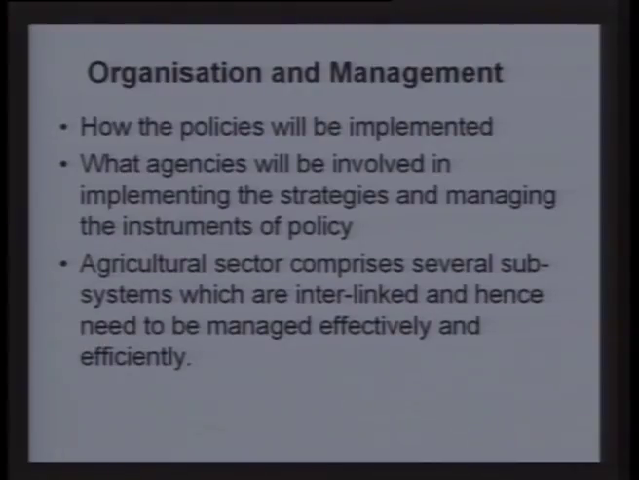Then the agriculture sector comprises several subsystems which are interlinked, hence need to be managed effectively. Agriculture is linked with many sectors. The extension subsystem is there, the farmers subsystem is there, the input subsystem is there, the market subsystem is there, the finance subsystem is there. So we have to link all these subsystems in the agriculture policy, and that is part of the management of the agriculture policy.